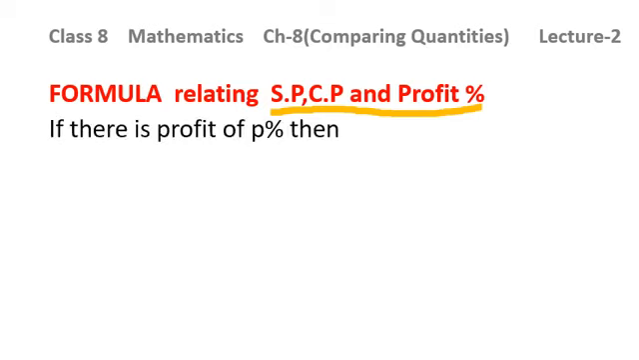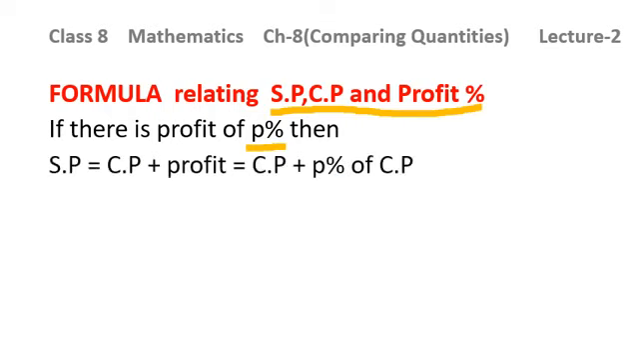If there is a profit of P percent, then SP is equal to CP plus profit. We know this. We have learned that profit is equal to SP minus CP. Then from there you can write SP is equal to CP plus profit, that is CP plus P percent of CP, because profit is given to you as P percent. In place of profit, we have written profit percent of CP. As I told you, profit and loss are always calculated on the cost price, that is CP.